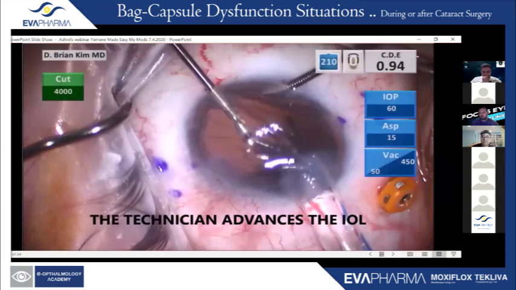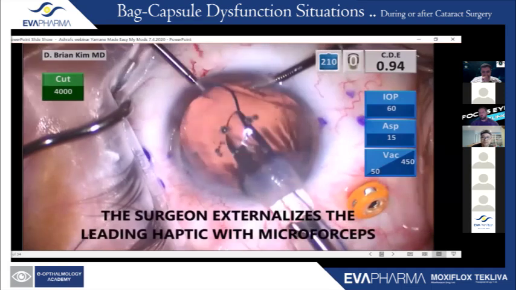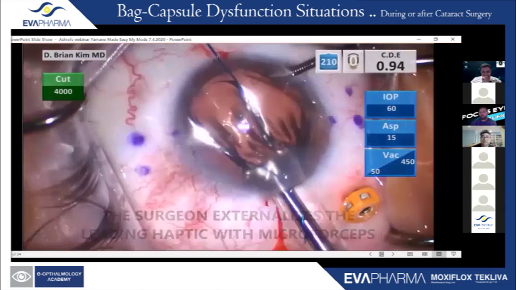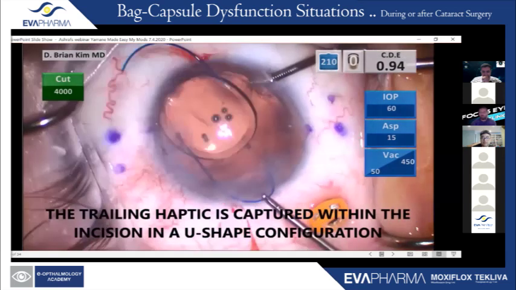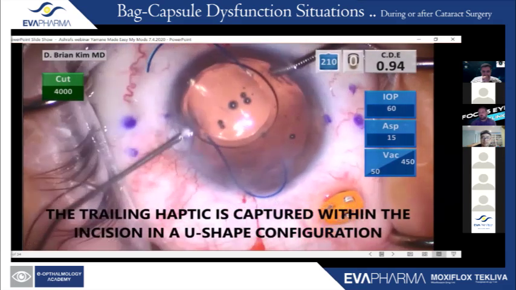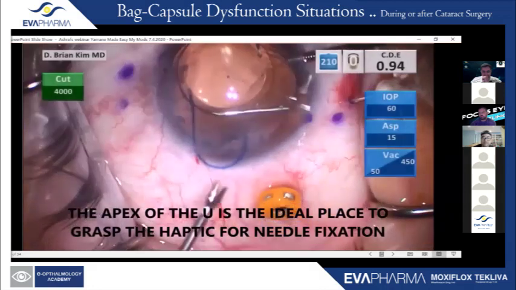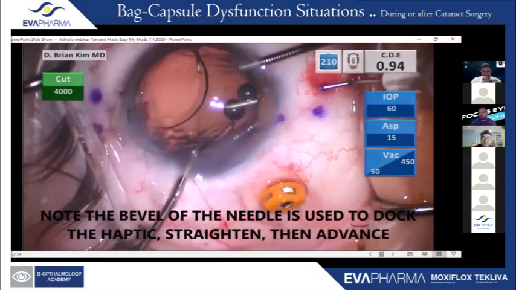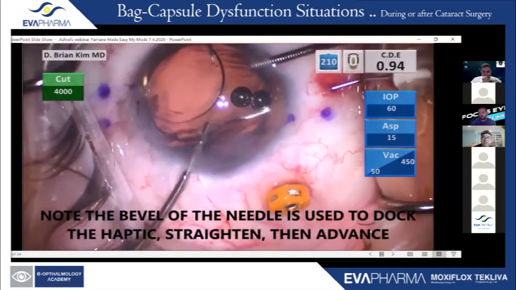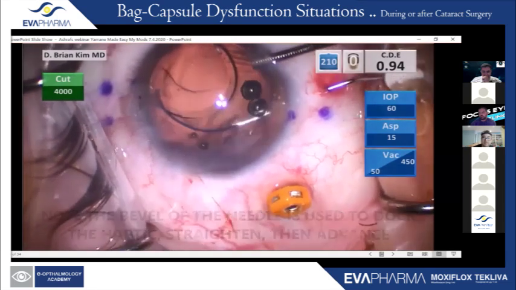So as the technician advances the IOL, the surgeon externalizes the leading haptic with microforceps. And then you sweep the trailing haptic to the right, and then hook the trailing haptic into the incision with a U-shaped configuration. The apex of the U is the ideal place to be able to grasp the haptic. Note the bevel of the needle is used to straighten and then advance the haptic into the needle.